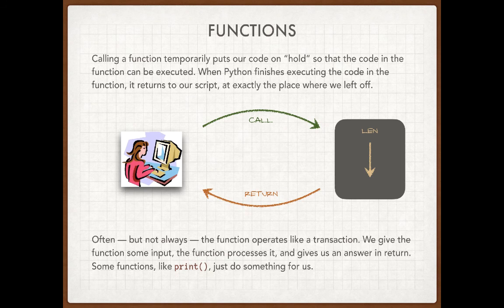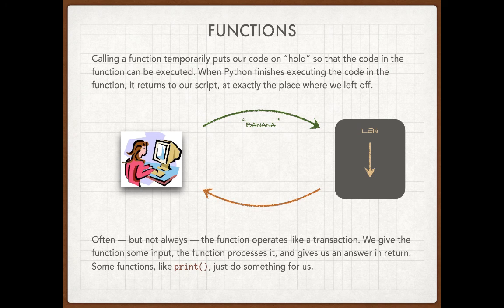Now, usually that's a kind of a transaction, right? You can almost think about a function like a bank machine or an ATM, right? You go and you put in your card and you type in some key code things, and lo and behold, out comes some cash. It's that transactional nature of a function that is one of the defining features that it has. Now, sometimes it'll give us something back, like the cash machine gives us cash, or the len function gives us a number. But some of them, like print, don't really give us anything back. They just do something for us. And that's fine too.